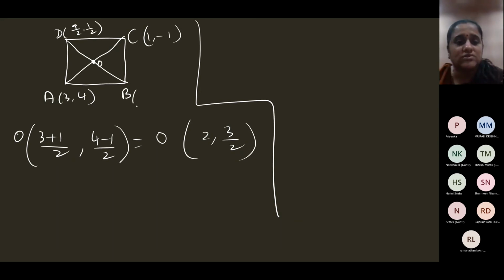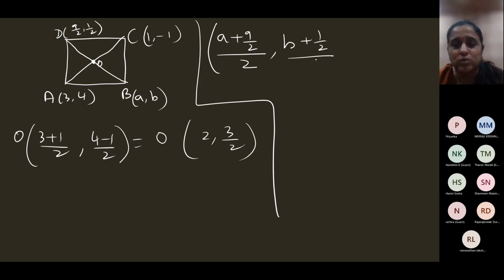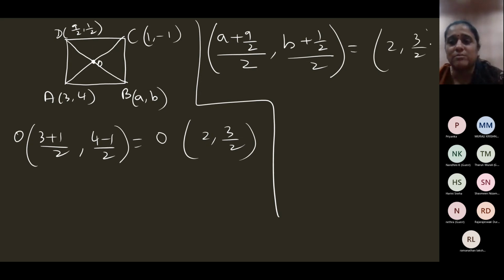Okay, so now let's call this something like A comma B. So now see here, children, we are using the coordinates of B and D. Add the x coordinates, divide by 2. Add the y coordinates, divide by 2. This will be equal to the coordinates of the midpoint, right? Which is equal to 2, 3 by 2. Please see here. A comma B and 9 by 2, 1 by 2.